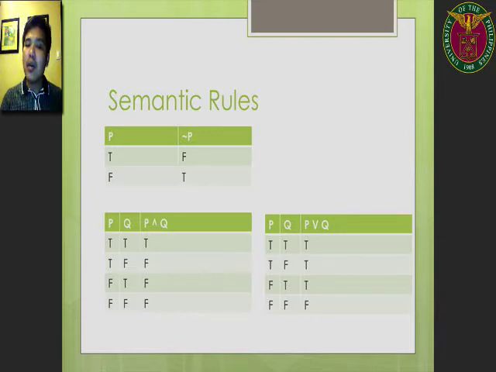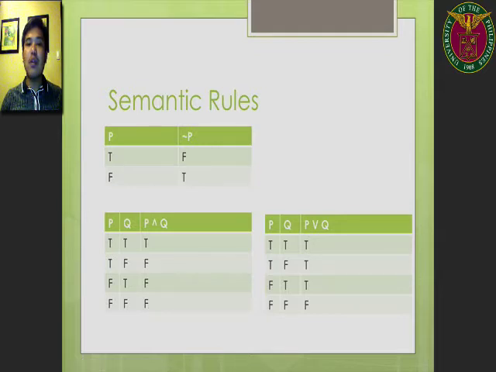So what pattern can you see here? If both propositions are true, then P and Q is true. But if either of the propositions are false, then P and Q are false. It's like promising something to someone.